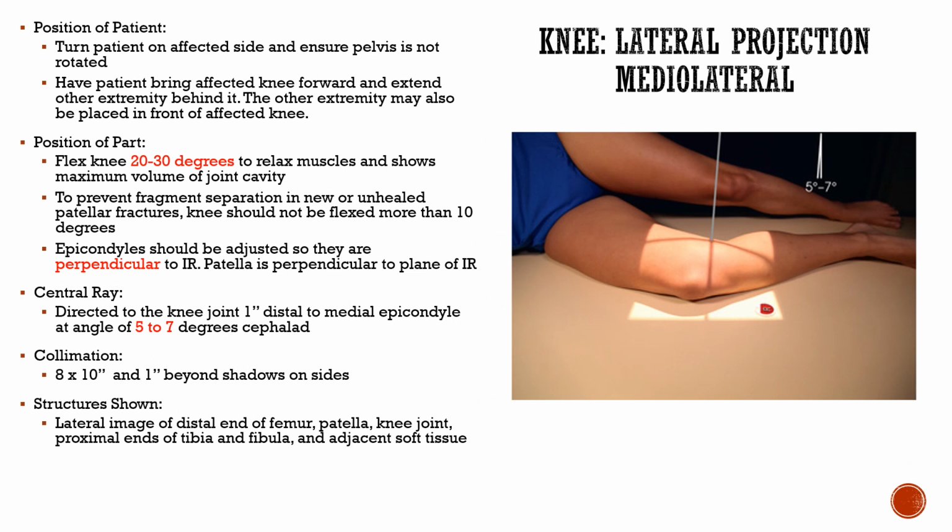On the lateral projection, which we commonly do as the medial-lateral unless we do a cross-table lateral, we're going to turn the patient on their affected side and ensure their pelvis is not rotated. We want the patient to bring their affected knee forward and extend the other extremity behind it. The other extremity must not be placed in front of the affected knee. We want to flex the knee 20 to 30 degrees to relax the muscles, and that allows you to show the maximum volume of the joint cavity.